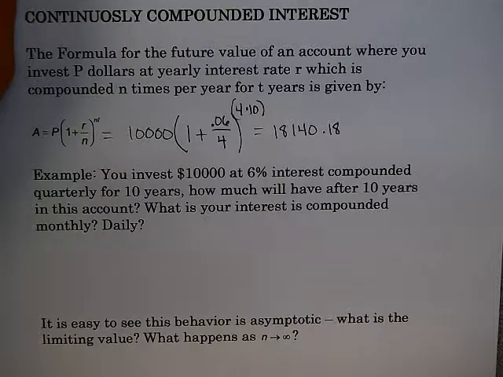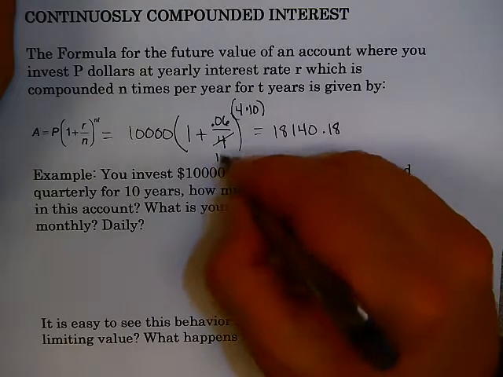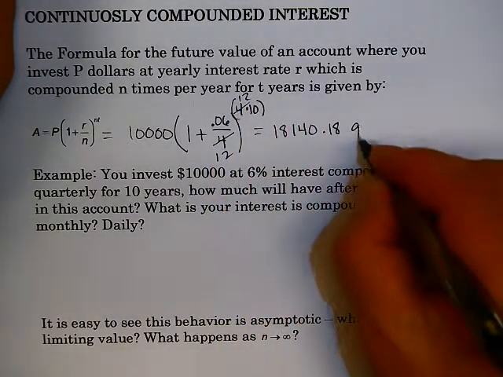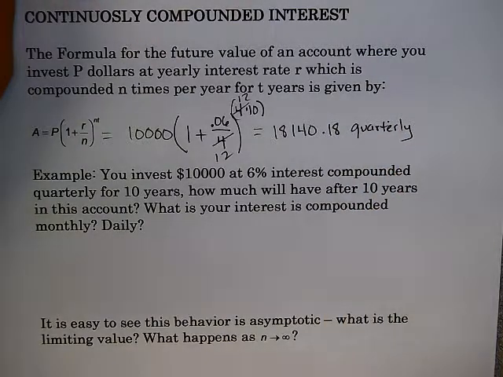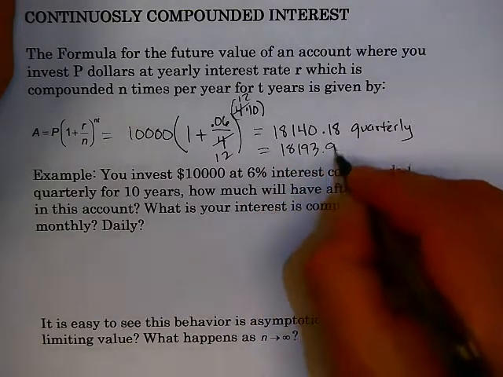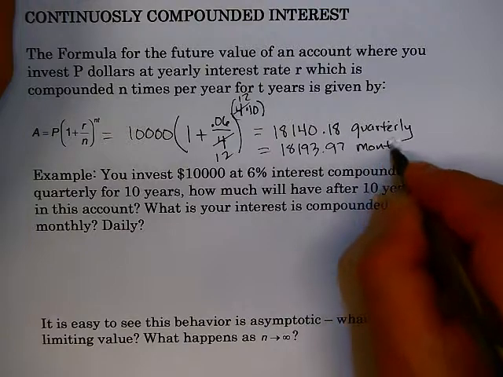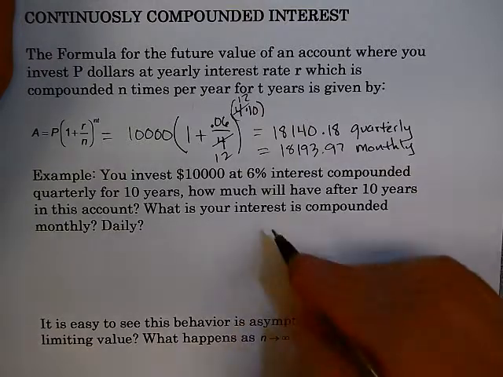So that's how much you will have after 10 years. Now, if I change this 4 to a 12, how does that change this? This was quarterly. If I change this to a 12, I just go back to my calculator and do that, but instead of giving you interest every quarter, I'm giving you interest every month. This goes up to $18,193.97. Now that's more, but not a huge amount more. I went up by about $53.